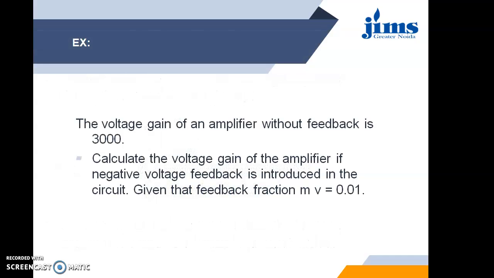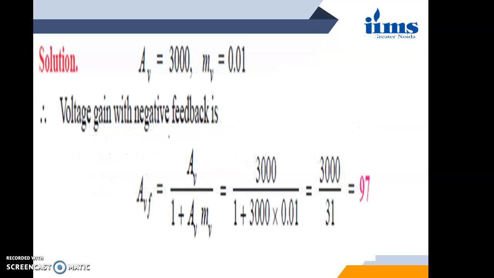So here we have some numericals. Like for the first example, the voltage gain of an amplifier without feedback is 3000. Now calculate the voltage gain of the amplifier if negative feedback is introduced in the circuit, given that the feedback fraction MV is 0.01. So the feedback fraction MV is given to us, voltage gain is given to us, and we know the formula of voltage gain with feedback.